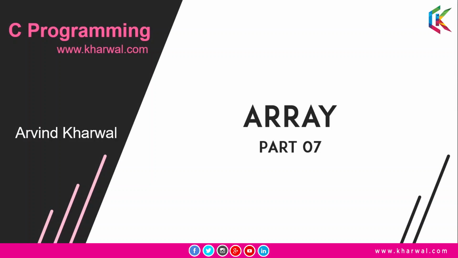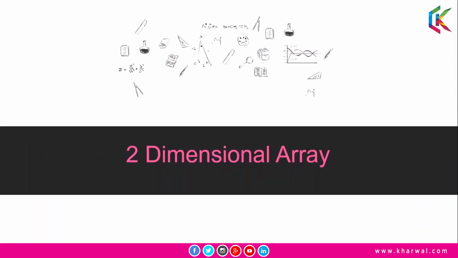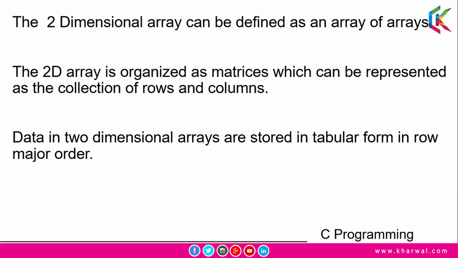In this lecture we are going to discuss two-dimensional arrays. A two-dimensional array can be defined as an array of arrays, and a 2D array is organized as a matrix, which can be represented as a collection of rows and columns. Data in two-dimensional arrays is stored in tabular form in row-major order.